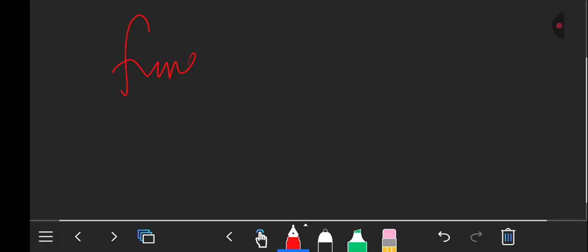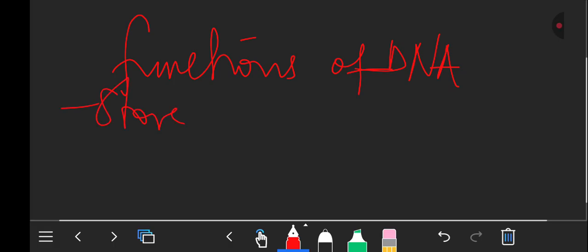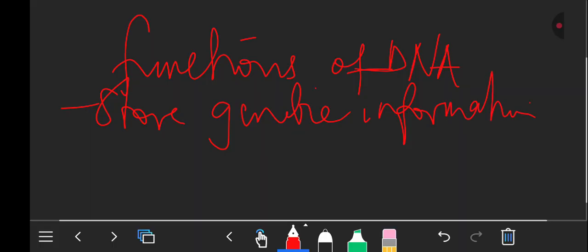Let's look at the functions of DNA. So what is the function? What is the basic function of DNA? So the basic function of DNA is just to store the genetic information. Okay? This one, store genetic information. That's the basic function of DNA.